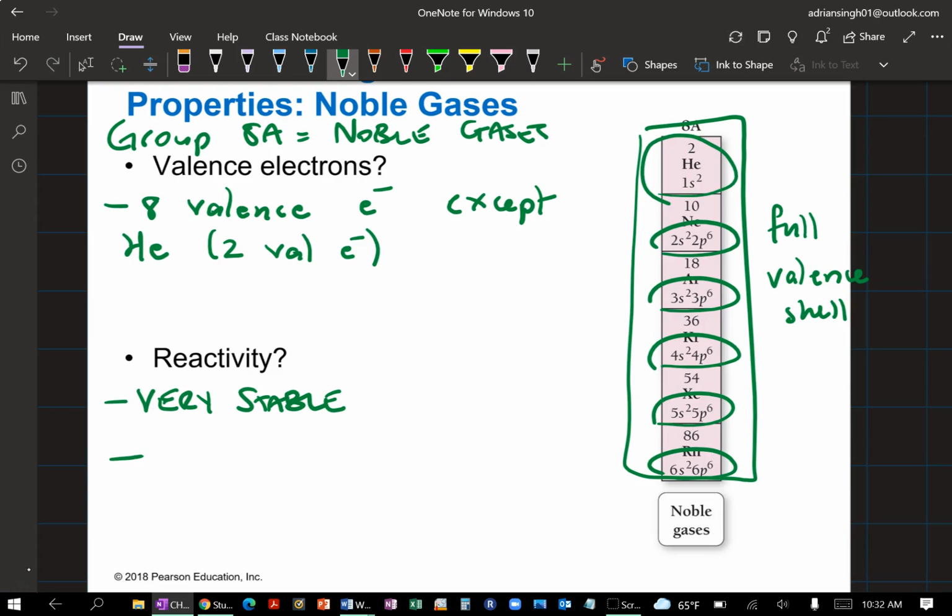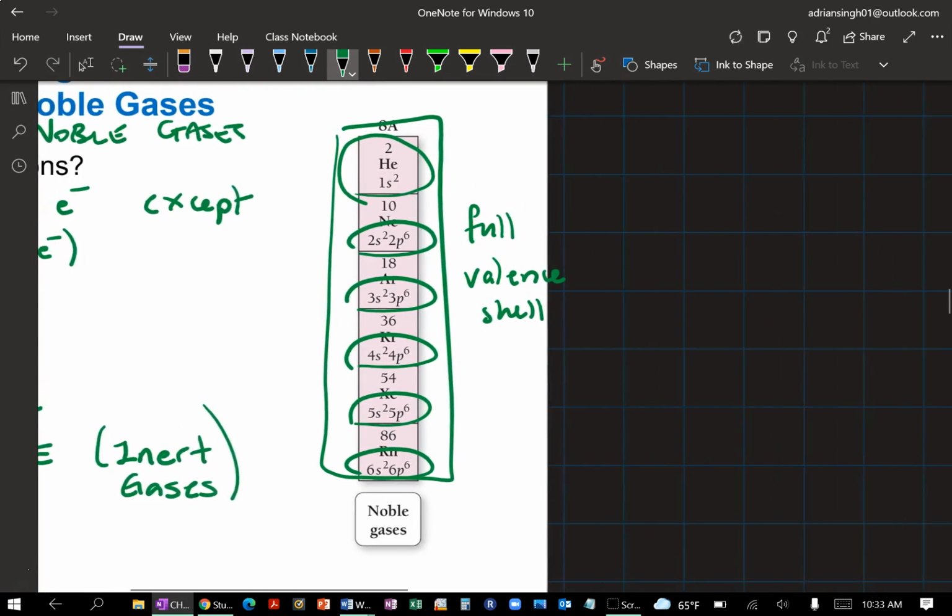And as a result of that, they are also very unreactive. So they really don't want to combine with anything else. They are pretty much happy. They're very happy, actually, being on their own. Another term that you'll see for unreactive or noble is the term inert. And inert means unreactive. So you'll see noble gases or inert gases, they mean the same thing.